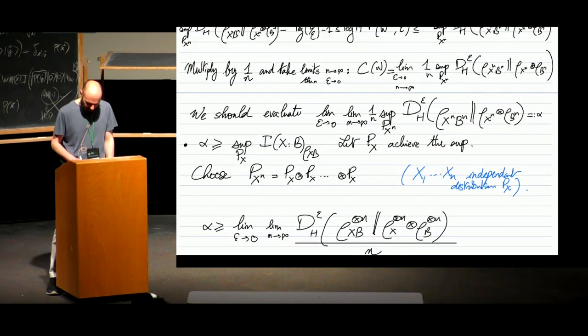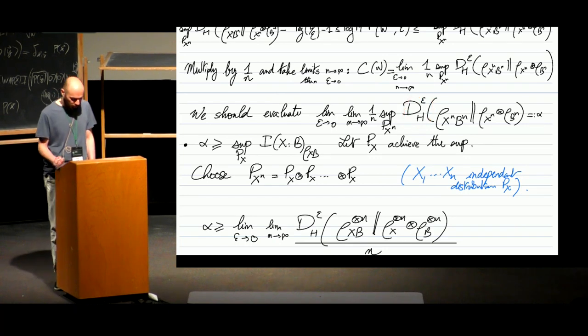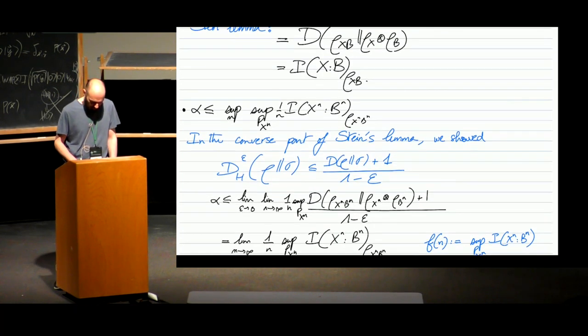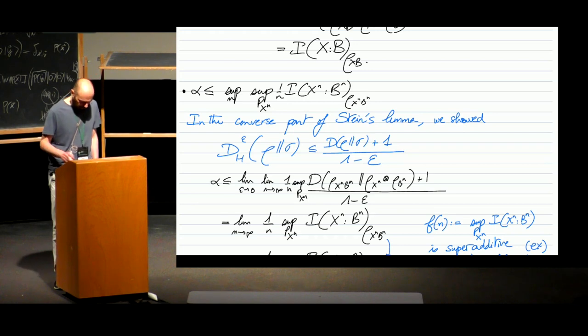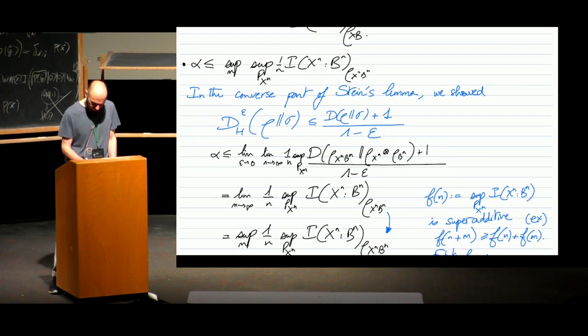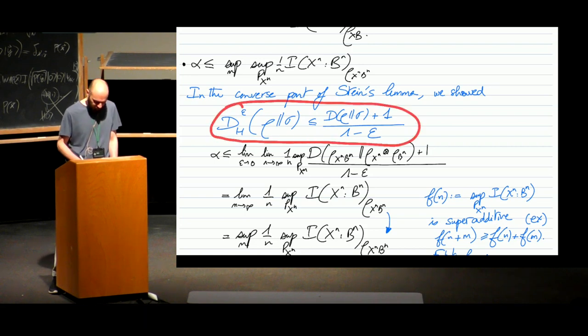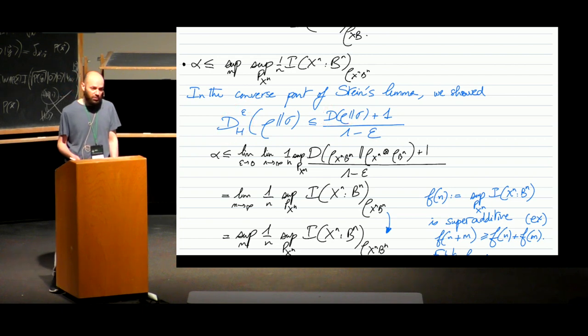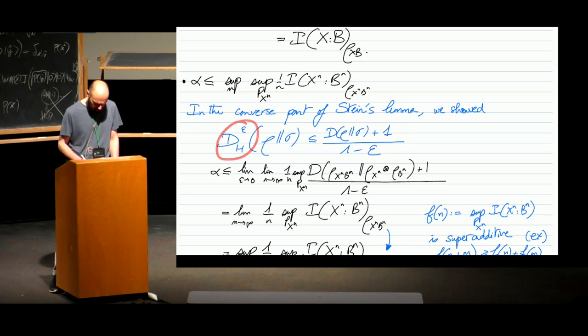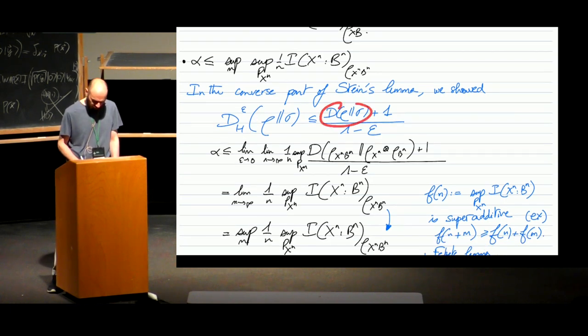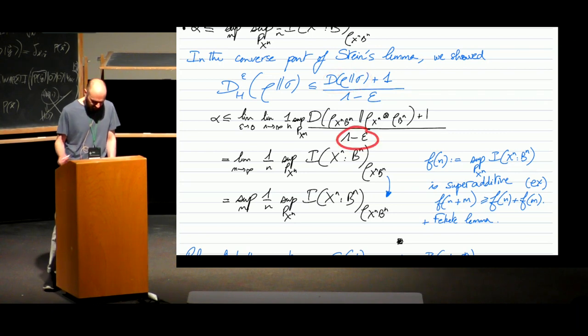I can nonetheless replace this D epsilon H with a quantum relative entropy by using the inequality that we used in the proof of the converse of Stein's lemma. If you remember, in the proof we used this inequality, which relates the hypothesis testing relative entropy to the quantum relative entropy. This was proved using the data processing inequality for the quantum relative entropy. And so in this expression, I can replace the hypothesis testing relative entropy with the quantum relative entropy if I pay this price of dividing by 1 minus epsilon.